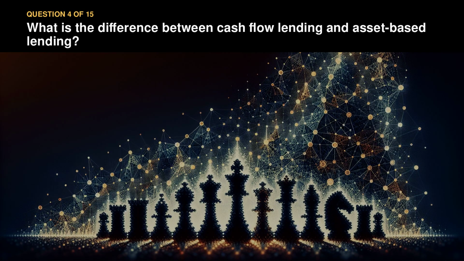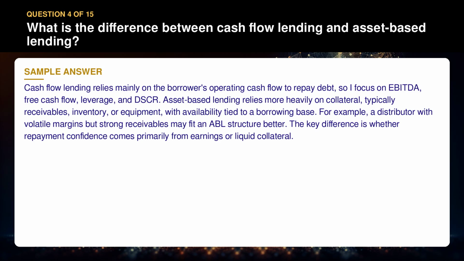Question 4. What is the difference between cash flow lending and asset-based lending? Cash flow lending relies mainly on the borrower's operating cash flow to repay debt. So I focus on EBITDA, free cash flow, leverage, and DSCR. Asset-based lending relies more heavily on collateral, typically receivables, inventory, or equipment, with availability tied to a borrowing base. For example, a distributor with volatile margins but strong receivables may fit an ABL structure better. The key difference is whether repayment confidence comes primarily from earnings or liquid collateral.